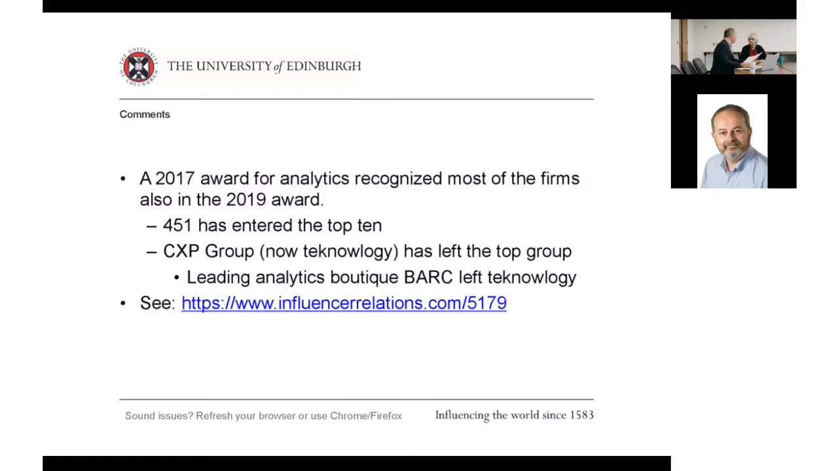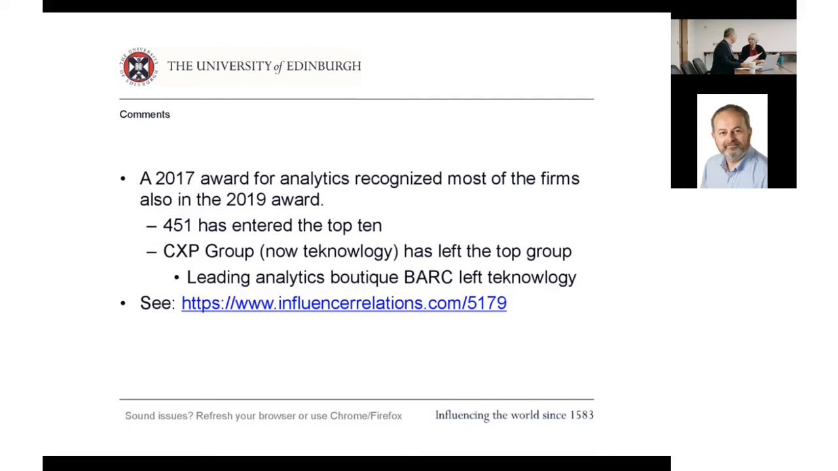As a point of comparison with last year, with the previous award, the last time we ran the Analytics Award, actually very similar to the previous award. We're going to see some similar trends across many of these awards. 451 gaining traction, coming into the top 10. Maybe worth mentioning for people who don't know, 451, of course, was recently purchased by S&P, the people who run the Standard & Poor's indices, and that's good news for them. And then, sadly, again, for fans of European boutiques, CXP Group has dropped out of the top group.